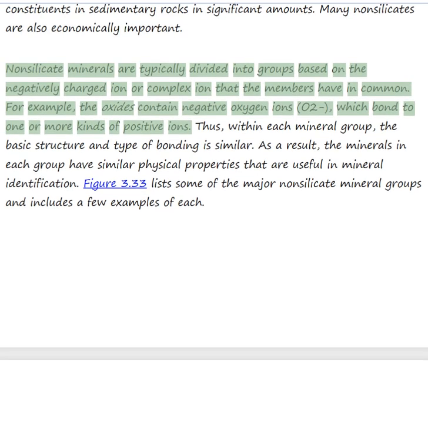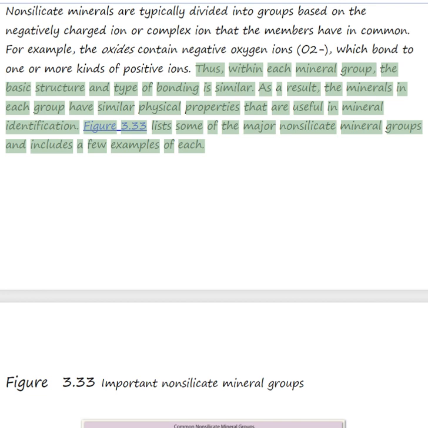Non-silicate minerals are typically divided into groups based on the negatively charged ion or complex ion that the members have in common. For example, the oxides contain negative oxygen ions, which bond to one or more kinds of positive ions. Thus, within each mineral group, the basic structure and type of bonding is similar. As a result, the minerals in each group have similar physical properties that are useful in mineral identification. Figure 3.33 lists some of the major non-silicate mineral groups and includes a few examples of each.